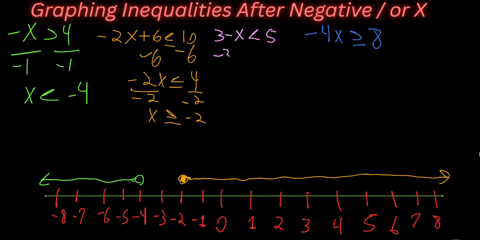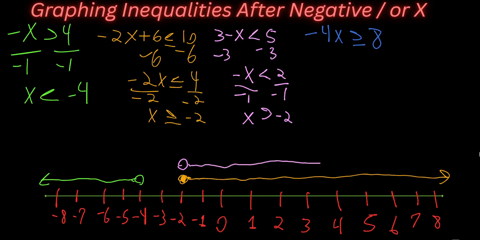Now let's go to the next one. We're going to start out by subtracting 3 from both sides. We find that -x is less than 2. We divide both sides by -1. We're going to flip our inequality sign. We find that x is greater than -2. Okay, so this one again, greater than -2, but we don't shade it. It's not greater than or equal to, it's just greater than. So I make a line and it stretches on.